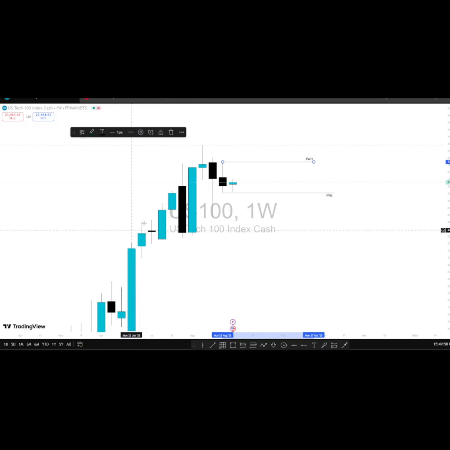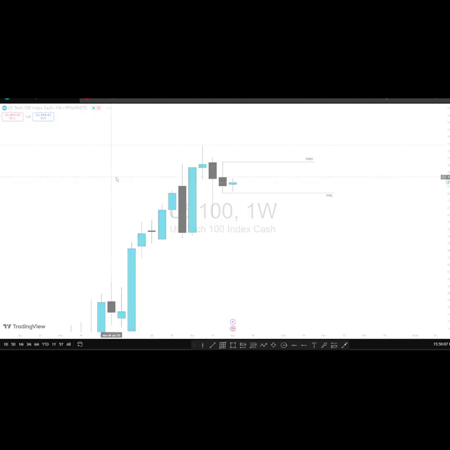So yes, that is what I will be looking at on the weekly level. I want to see if we can sweep the previous week low. So I'll go now to the daily chart.